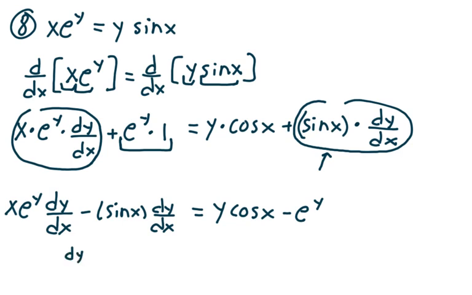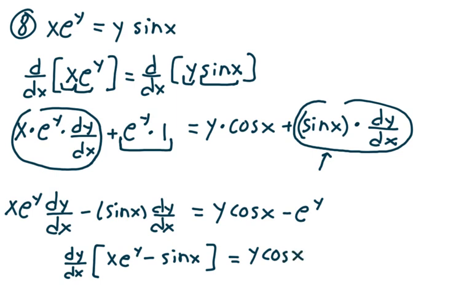So dy/dx, if I factor that out of the left side, inside the brackets, I get x e to the y minus sine of x. And then that's on the left side. On the right side, we get y cosine of x minus e to the y. I wish you all had taken Calculus 3, because this problem is so much easier to do using Calculus 3 methods.